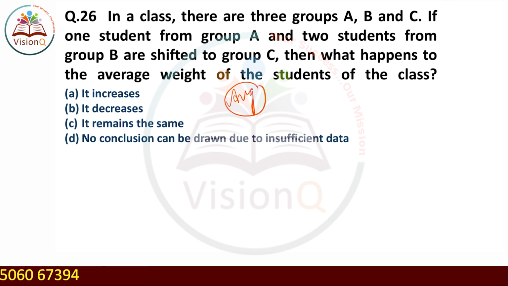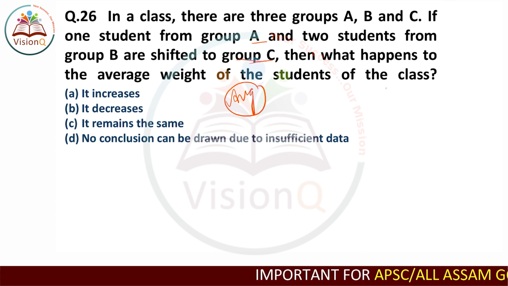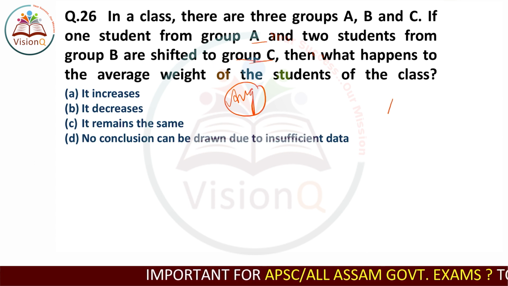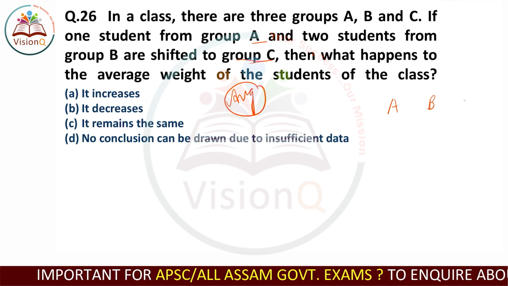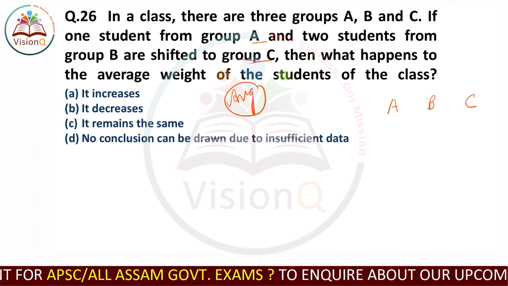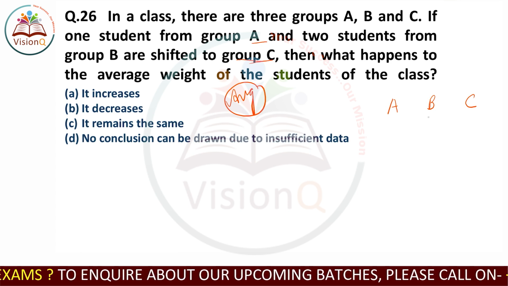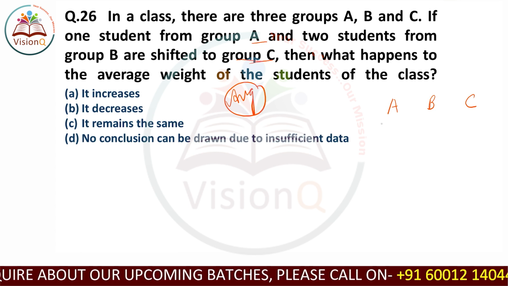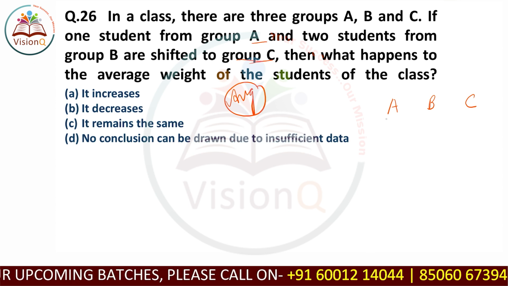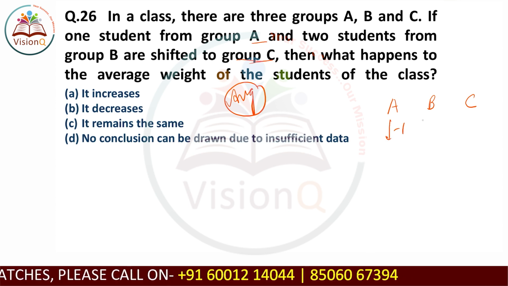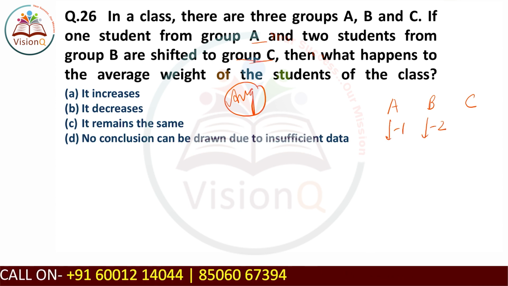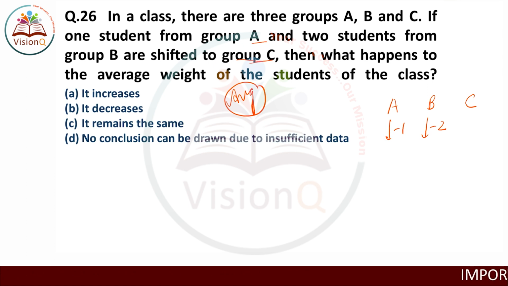One student from group A and 2 students from group B are shifted to group C. That means if I take the initial students in A, B, C as A, B and C, suppose group A has A number of students, group B has B number of students and group C has C number of students initially. If I shift one student from group A, 2 students from group B to group C, then the number of students in A will become how much?